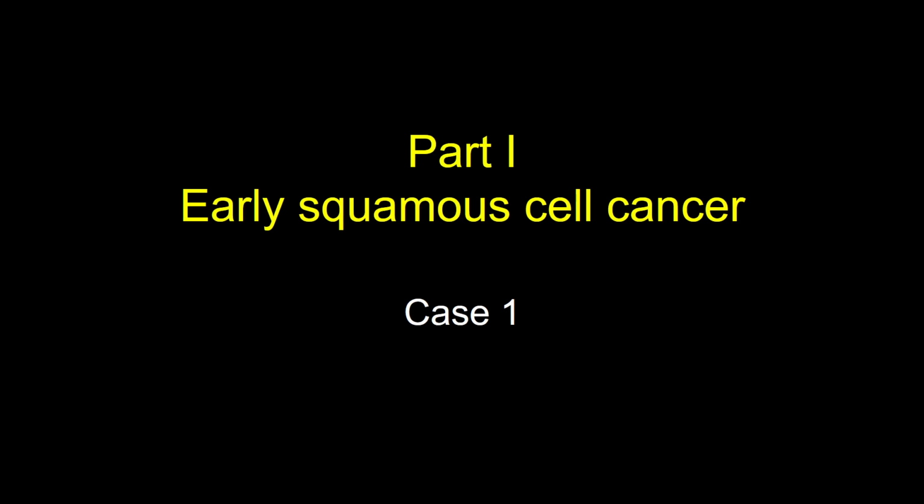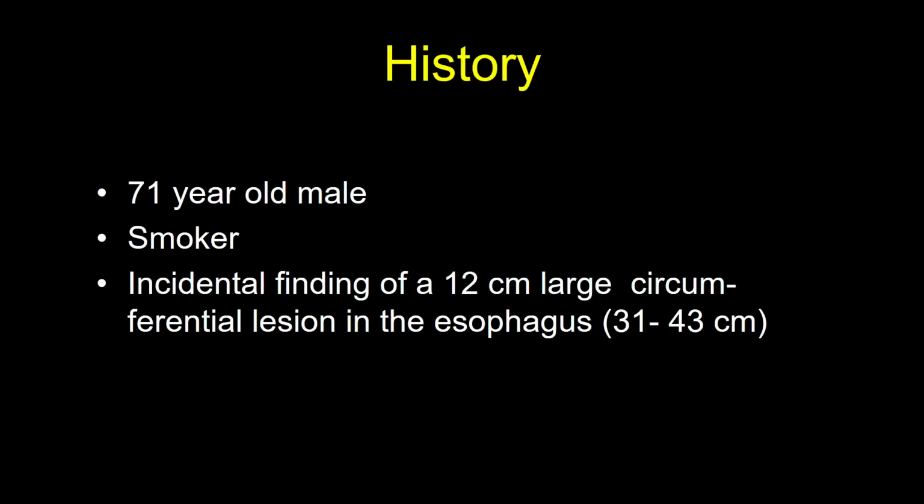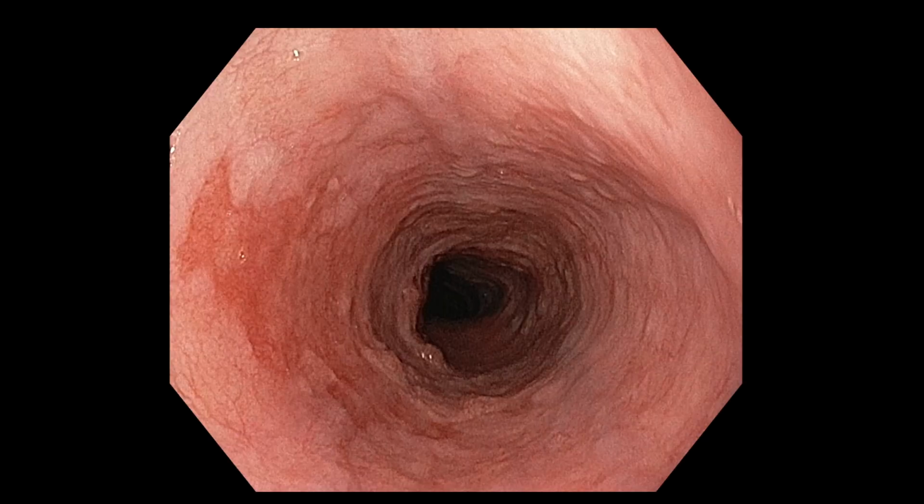This is a patient, a 70-year-old male. He's a smoker, and during an endoscopy, an incidental finding of a 12-centimeter large circumferential lesion in the esophagus was found. I would like to show you first this regular endoscopy image, and I think this is the most important for us. What we have learned from Haru's presentation is already we have to look very carefully.